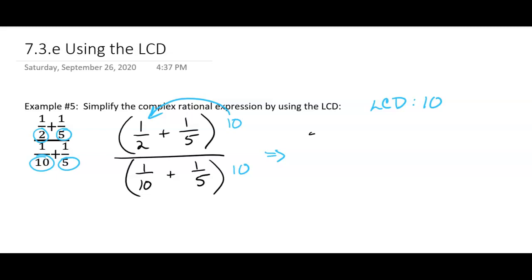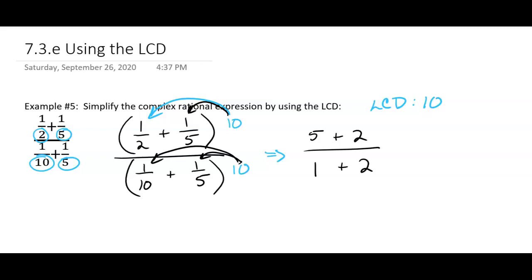Okay, now when I distribute, I'm going to get 1/2 of 10, which is 5, and then I'm going to get 1/5 of 10, which is 2. So think, how many times does 5 go into 10? How many times does 2 go into 10? And then in the denominator, we're going to distribute and get 1, and then we're going to distribute and get 2. So now I don't have any fractions.